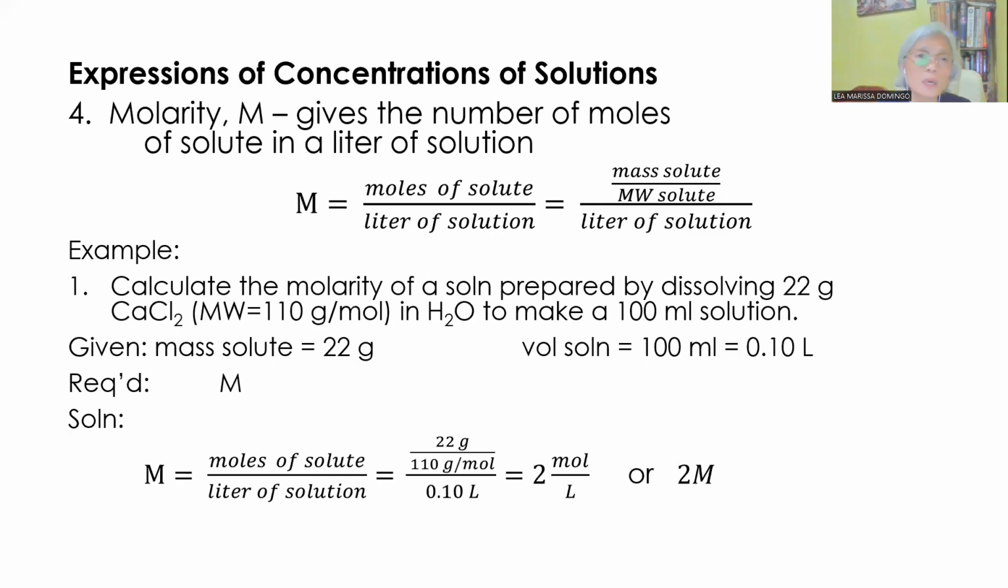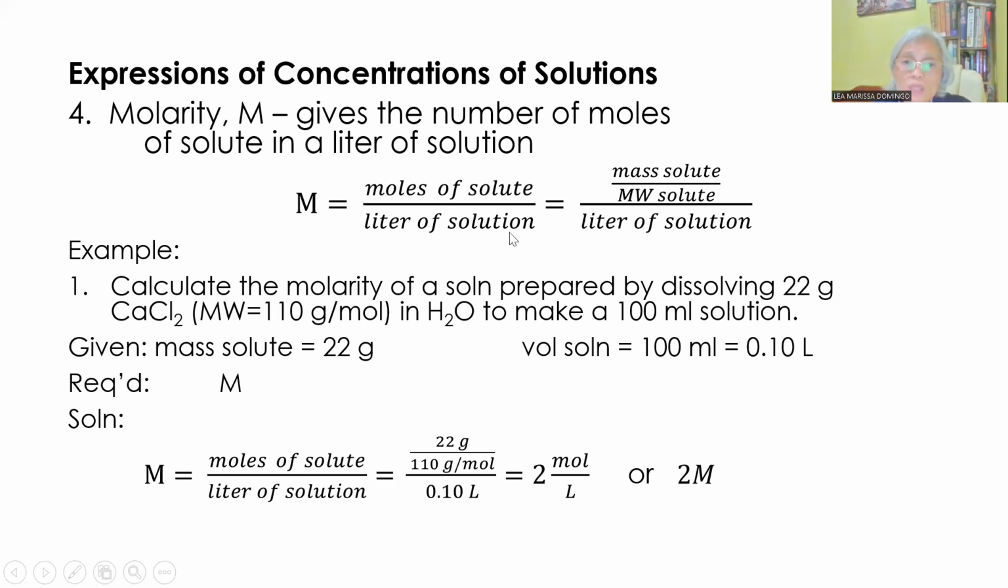Number 4 is molarity, or M, or molar concentration. This gives the number of moles of solute in a liter of solution. So by definition, molarity is equal to moles of solute per liter of solution. Again, we know that the moles of solute is equal to the mass of solute divided by the molecular weight of solute. So we are asked to calculate for the molarity of a solution prepared by dissolving 22 grams of calcium chloride with molecular weight 110 grams per mole in water to make a 100 ml solution. So mass of solute is 22 grams, volume of solution is 100 ml or 0.1 liter.